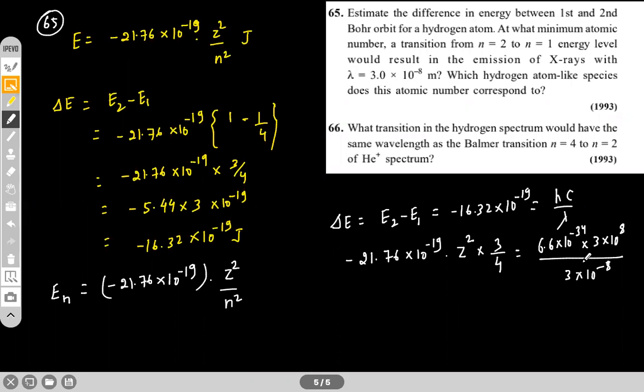So basically the question was: in the hydrogen species, we have an energy difference between 1 and 2. For what other atoms would the energy difference be the same, with the wavelength that comes out being this? When you solve this, you get Z square approximately 4, and hence the Z value is 2 for this question.